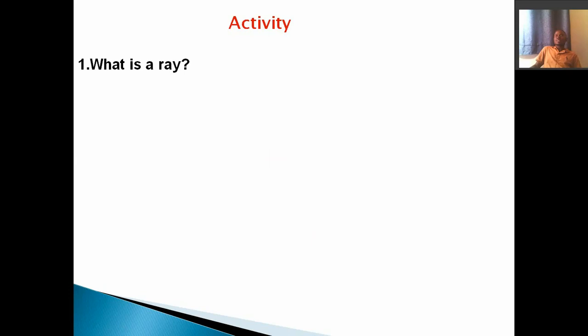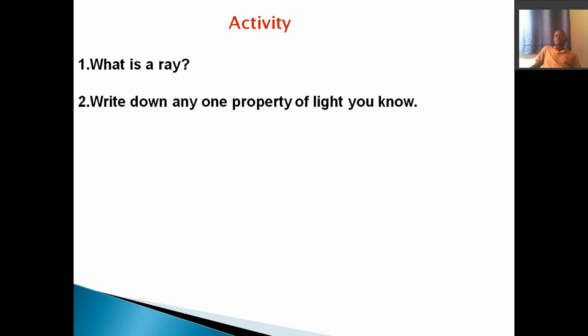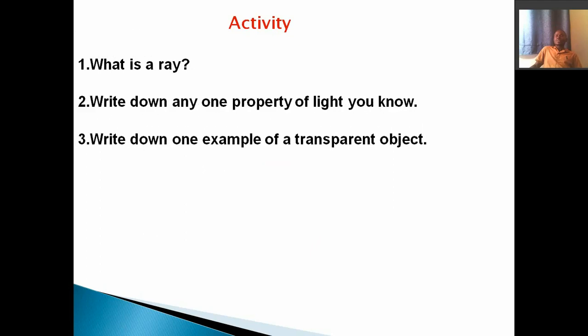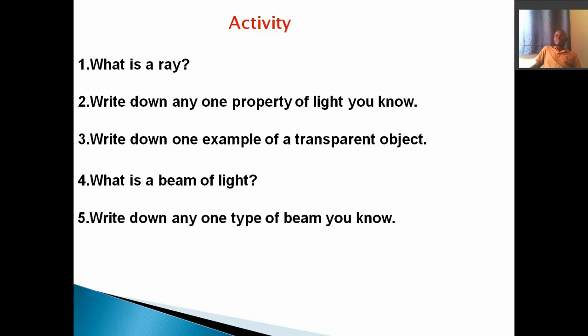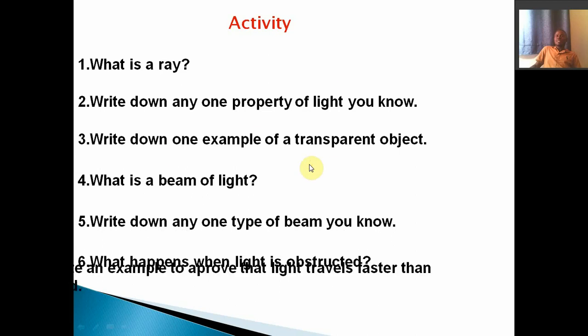Question number 1 says, what is a ray? Question number 2 says, write down any 2 properties of light you know. Question number 3 says, write down one example of a transparent object. Question number 4 says, what is a beam of light? Question number 5 says, write down any one type of beam you know. Question number 6 says, what happens when light is obstructed?